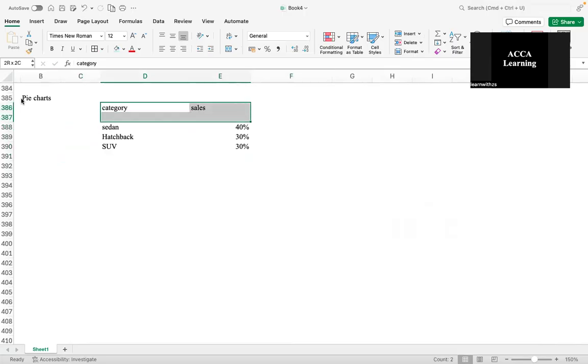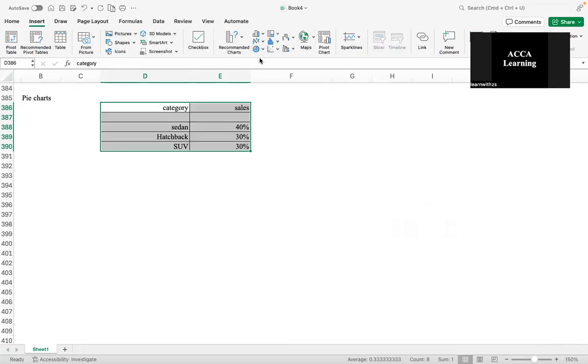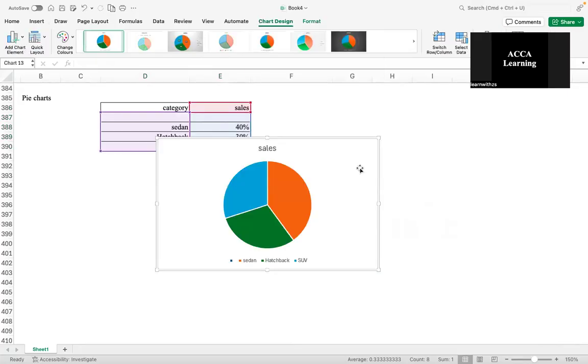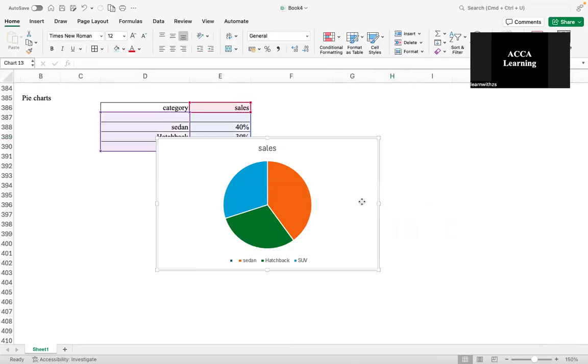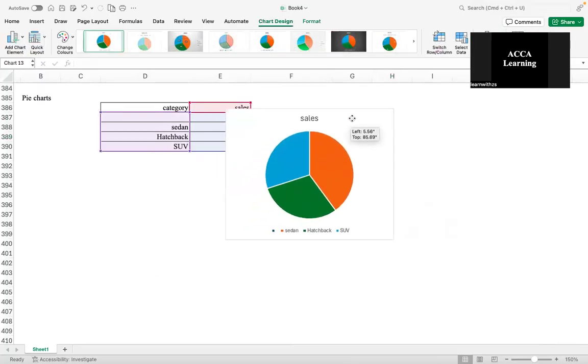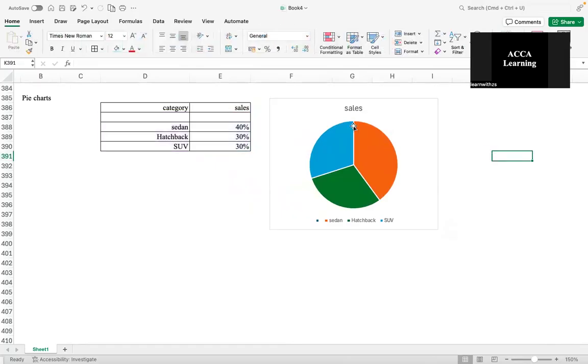Put this in a table, as always. Format it, put it in a table. How would a pie chart look? Can you see? Since sedan has the maximum amount of sales, it has the larger amount of shaded area. Hatchback is a 30, and SUV is also 30. So these two are equal. They're shaded with different colors. So this is basically it.